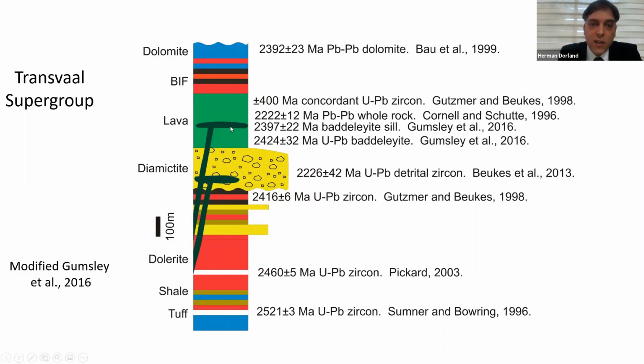Also, we see that this dike is much older than this. It's also about 150 million years older than the 2,220 million year old detrital zircons. And this is again a discrepancy because the dike must be younger than the rock it intrudes. It's an isotope discrepancy.